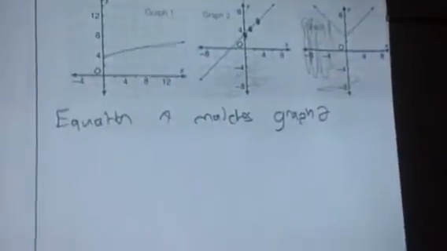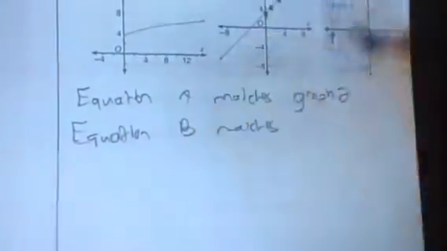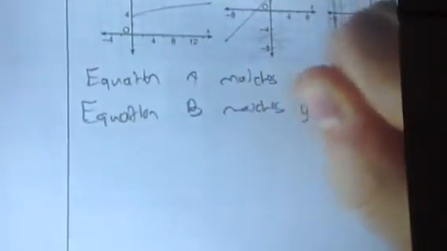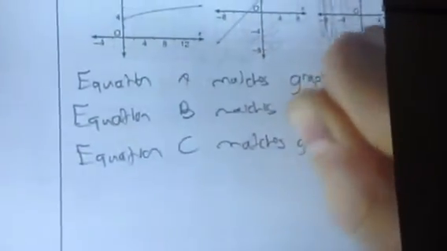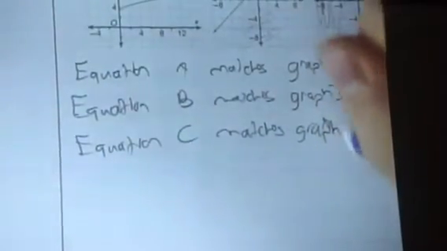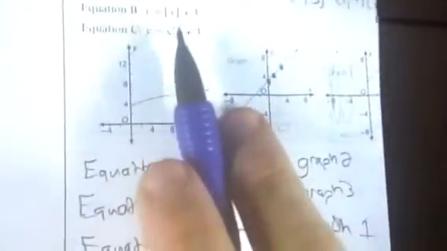This graph has no negative x values, so that means that equation B matches graph 3 and equation C matches graph 1. Because the square root of a number cannot be negative. Square root can never be negative, so the only one that has no negative x values is graph 1. Okay? The negative x values are not included in the graph.